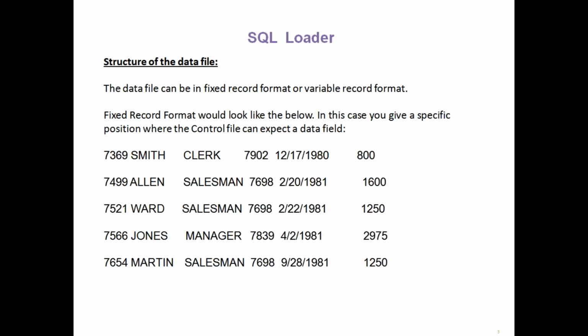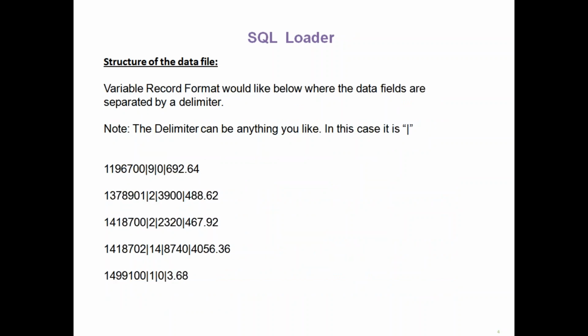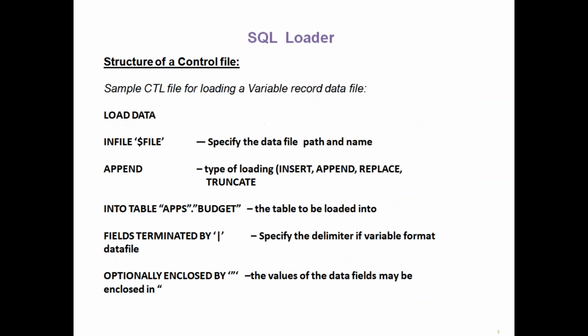Okay. Structure of the data file. This is one of the fixed length data files. This is how the structure will be. Each column will get separated by a fixed length, and it is delimiter based, separated by a piping symbol, right? So what is the coding of the SQL Loader? This is SQL Loader coding.